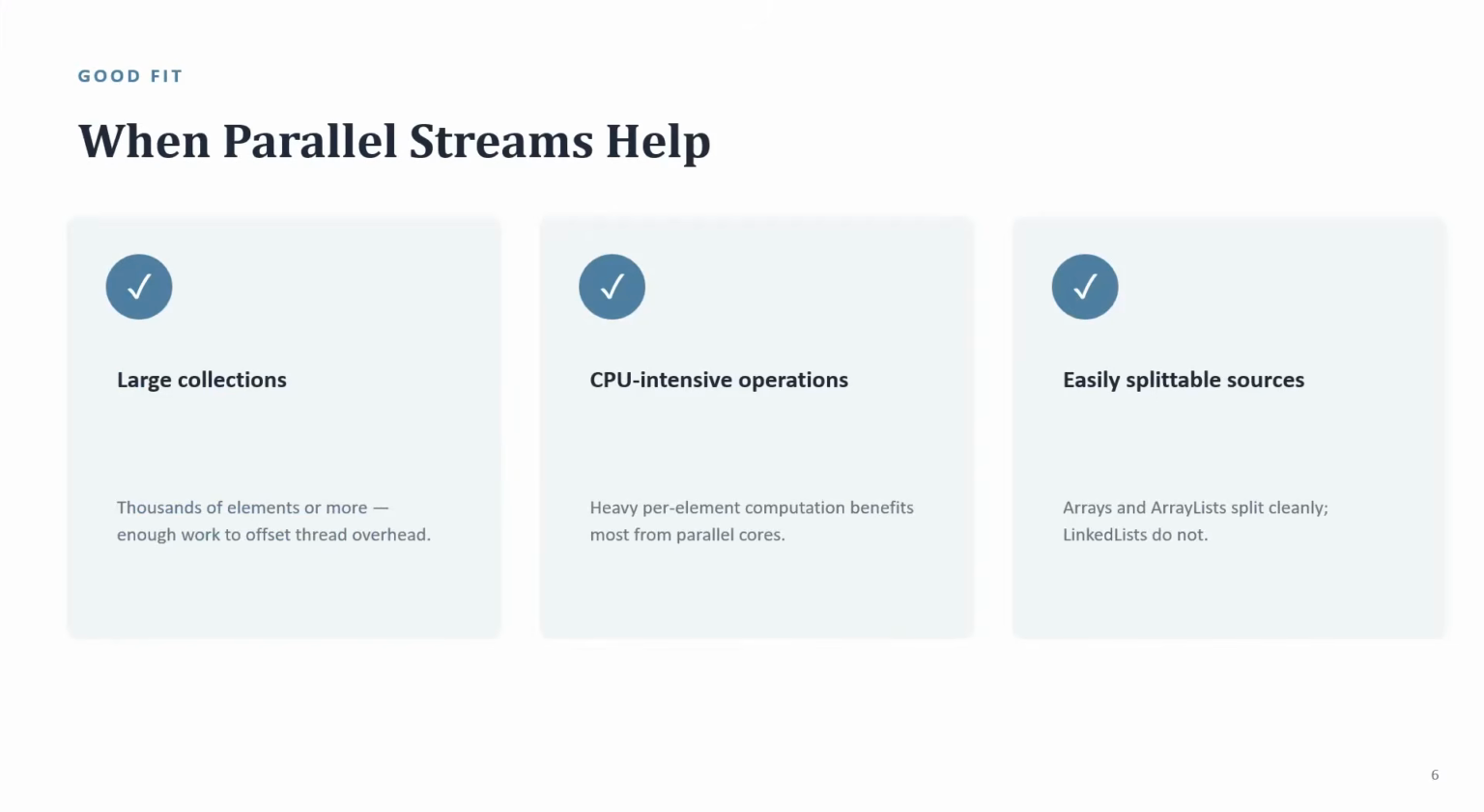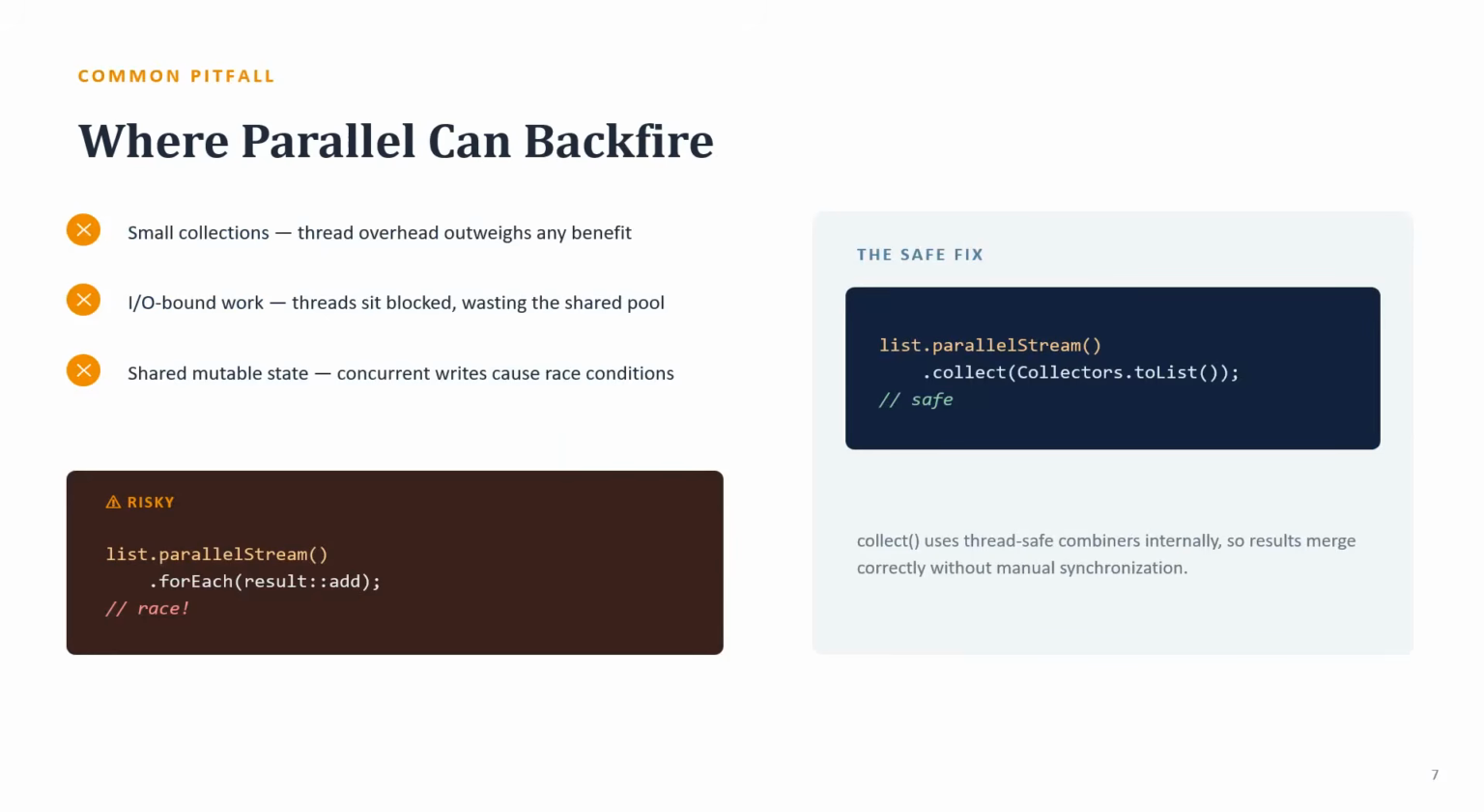When will parallel streams help? They help for large collections, CPU intensive operations, and easily split sources. For example, arrays and array lists can be split cleanly, whereas linked lists cannot.